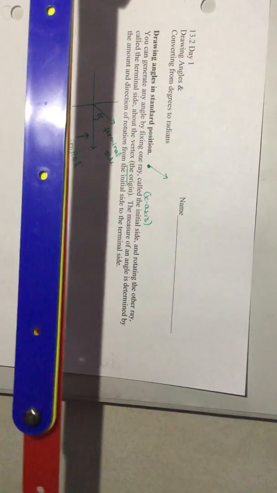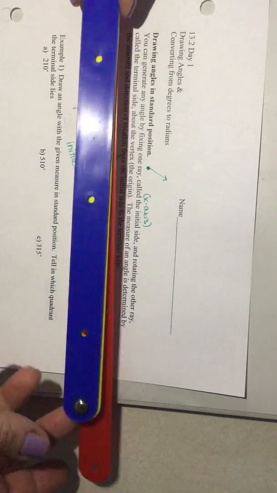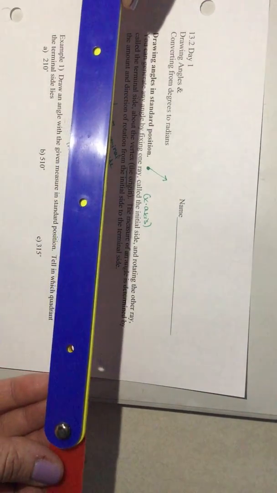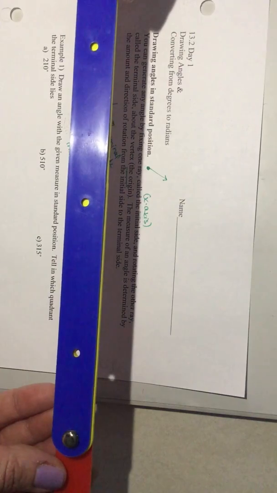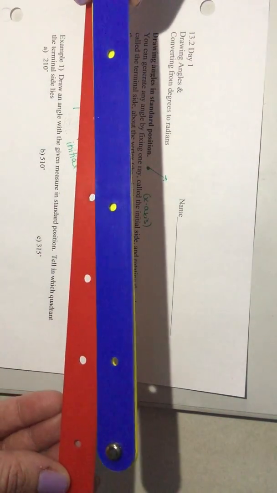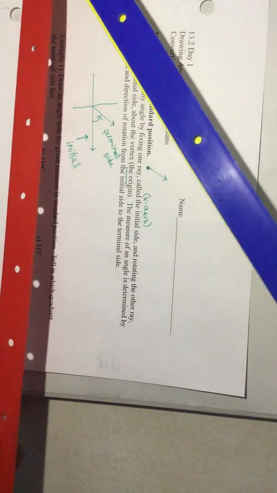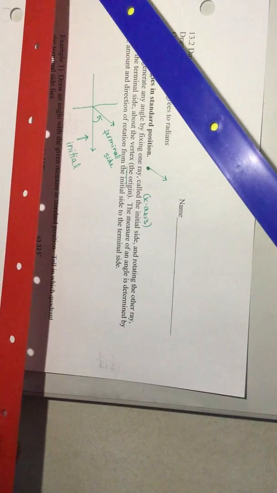So here's my little gimmick, and I'm going to first get it so that it's on the video. What's underneath is the red side. The red side is going to be the x-axis. I'm going to rotate the blue up about 45 degrees, and that is my terminal side. So for you guys, the x-axis is the red. I'm going to rotate this up about 45 degrees.